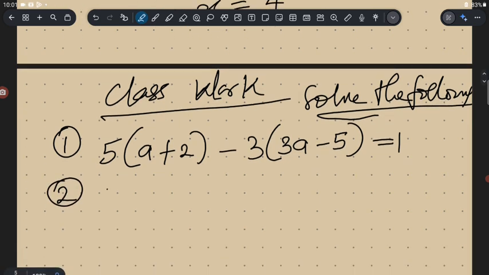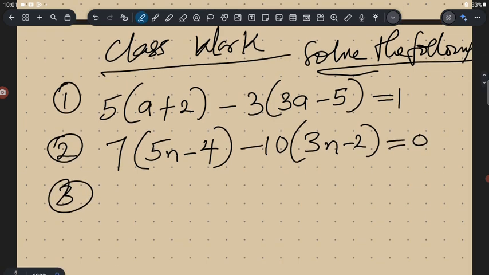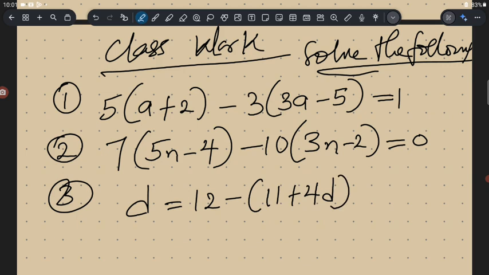2 is 7 onto 5n minus 4, minus 10 on 3n minus 2 is equal to 0. Or let's just have the third one. Say d is equal to 12 minus 11 plus 4d. So you solve it one by one to know exactly whether you really get what we are doing.